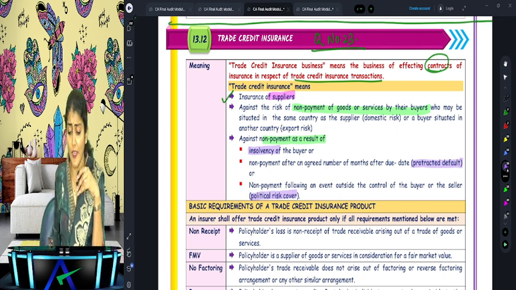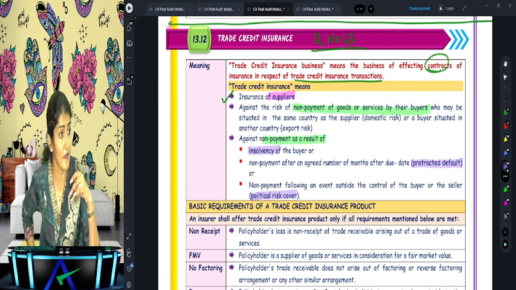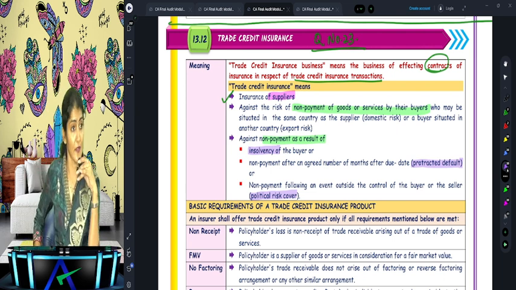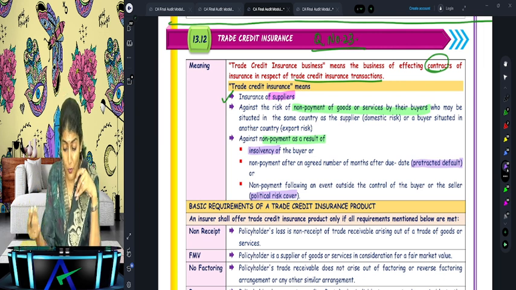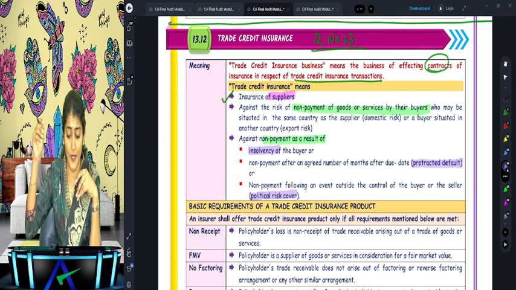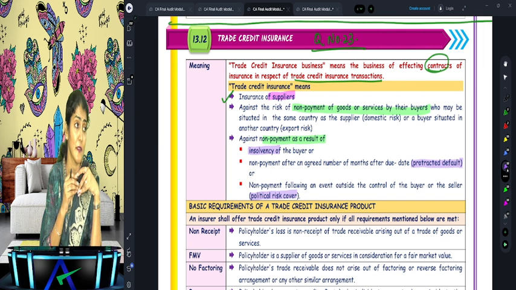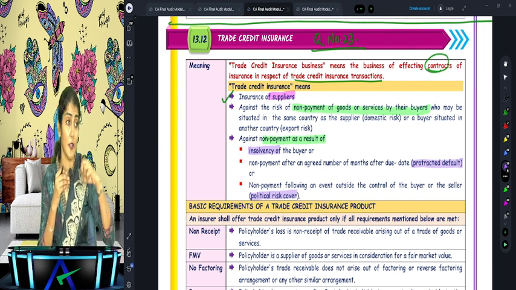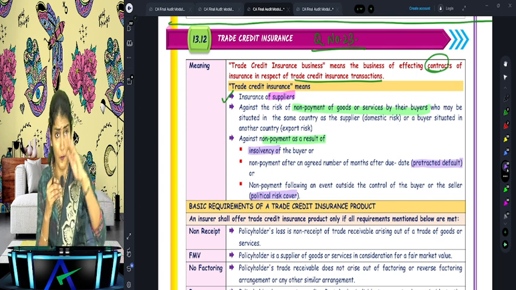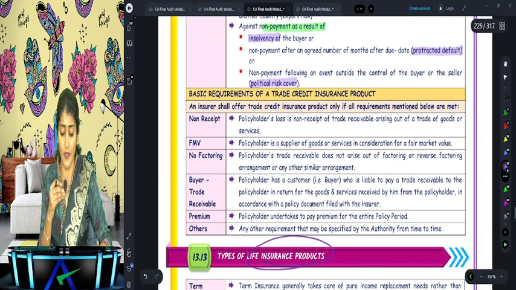Right, so that's the political risk cover. So what is this? Trade credit insurance. Are you understanding that? It is insurance of suppliers against the non-payment of goods and services by the buyer, and the buyer may be in the same country or another country. This non-payment is as a result of insolvency of the buyer, protracted default, or the political risk cover.